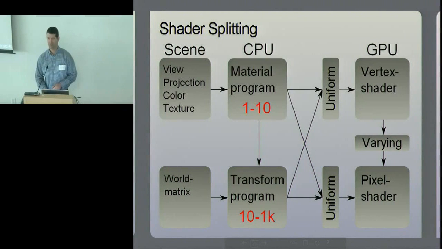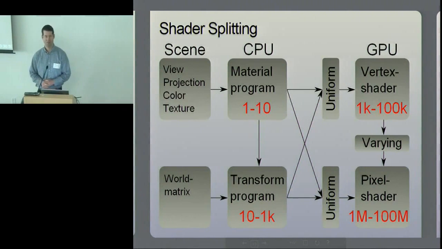and the vertex shader, for example, you have 1000 to 100,000 vertices in your scene, and 1 million to 100 million pixels in your scene, which are calculated in the pixel shader. So, for example, if you have overdraw, for example, 10 trees standing behind each other, then you paint each pixel more than once. So the pixel shader can be executed more than once per pixel. That's why you can have, for example, up to 100 million pixels that have to be calculated.